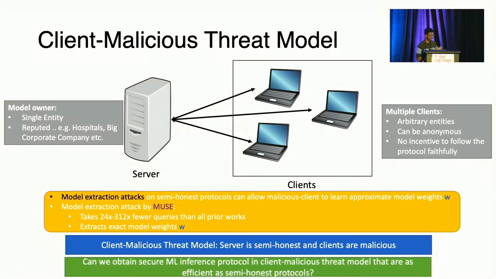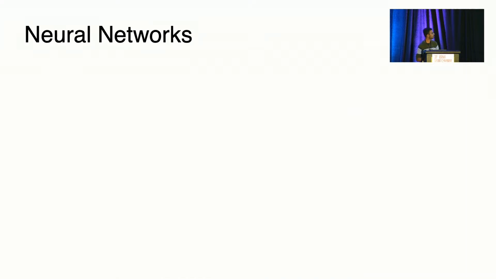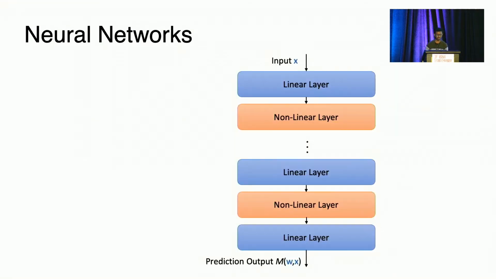In this work, we asked the following question: can we design client malicious secure inference protocols which are as efficient as semi-honest protocols? Well, the title of the paper is a spoiler. So in case you haven't seen it, it's good. In this work, we focus on neural networks, which are the prominent secure inference protocols that you see around. And this has been the focus of almost all prior secure inference protocols. And this is the case for our work too.